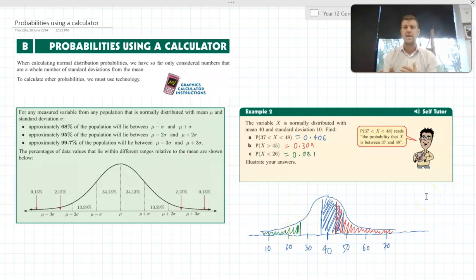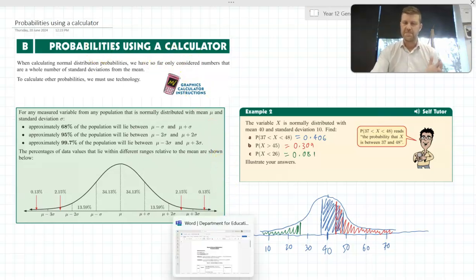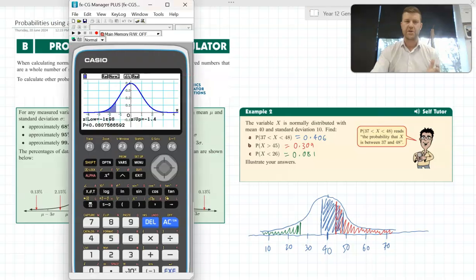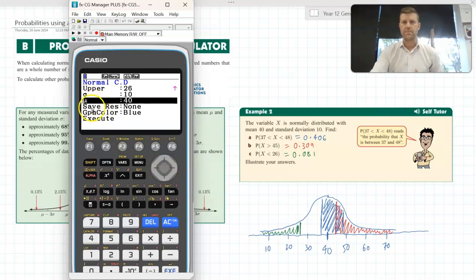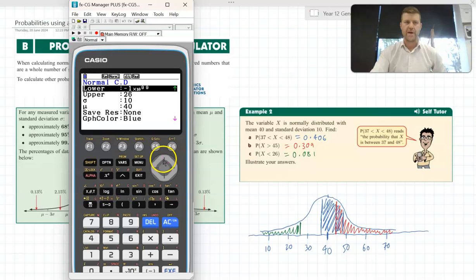Okay, so it really is as simple as that. Make sure you understand how to use the graphics calculator to determine probabilities. Really, I guess the only trick here is making sure you put in the standard deviation here, with this lowercase sigma symbol, and your mean here with this mu symbol, and then setting those boundaries correctly dependent on what the question is asking.